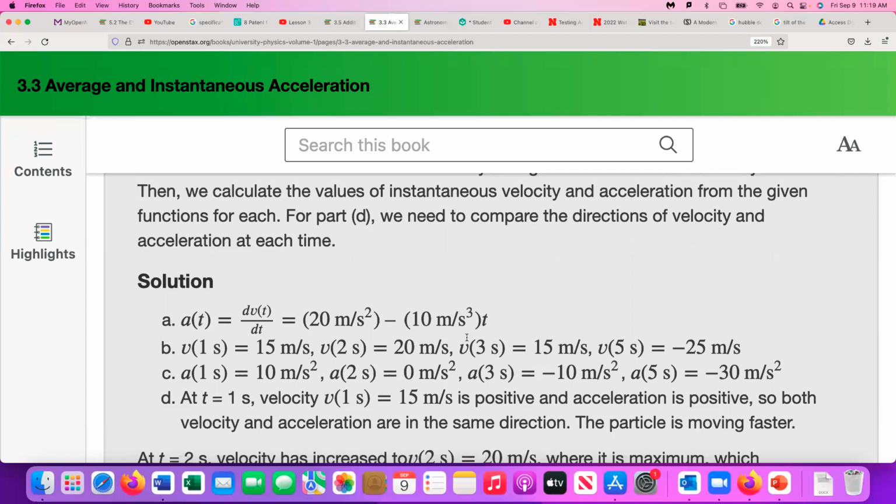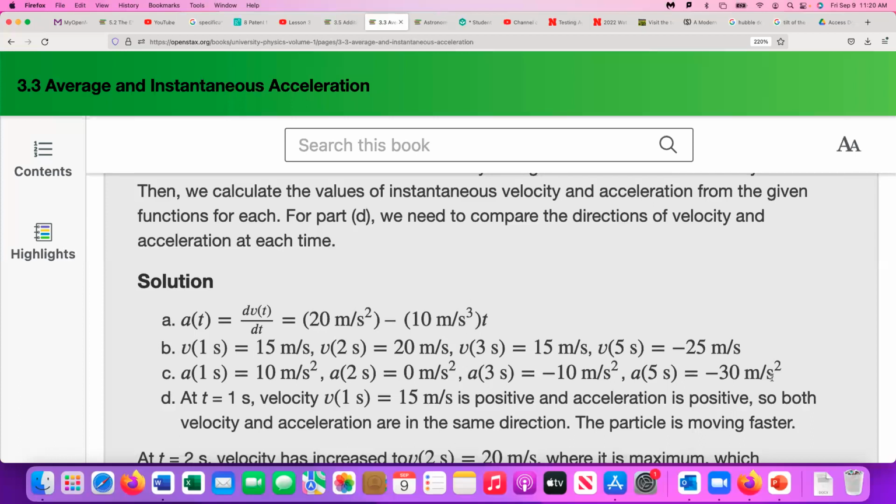The units end up funny just because they have to match in the end, and there are mathematical reasons for it too, but you don't need to worry too much about this weird meters per second cubed thing. That's just because we're going to multiply by seconds when we multiply by time here, and it'll end up as acceleration in the end. But once we've got this function, we can plug in different times. If we plug in 1 second for the velocity, we get negative 25 meters per second. If we plug in 1 second for the acceleration, we get negative 30 meters per second squared.